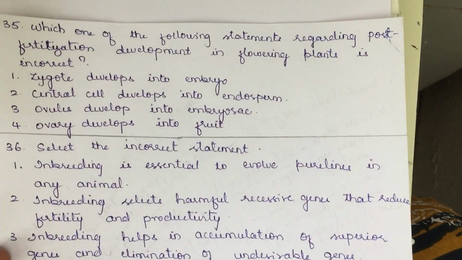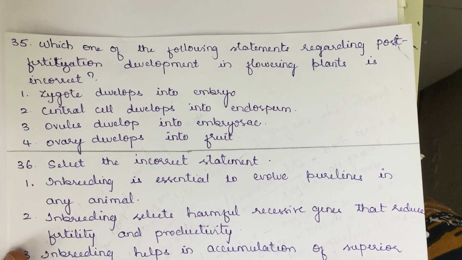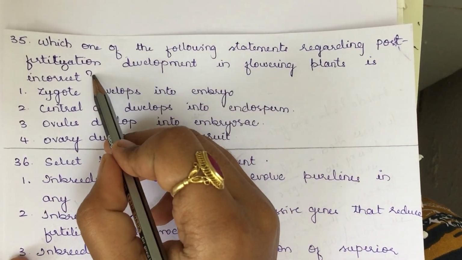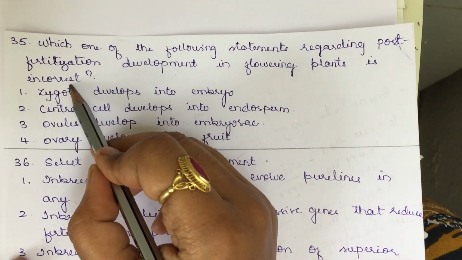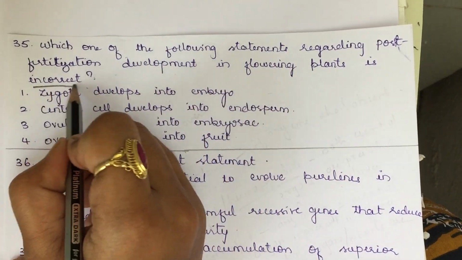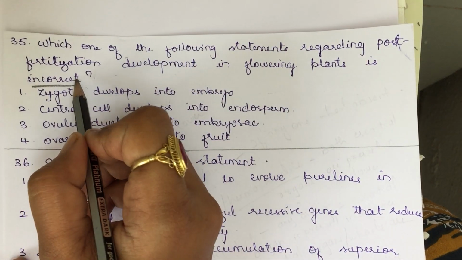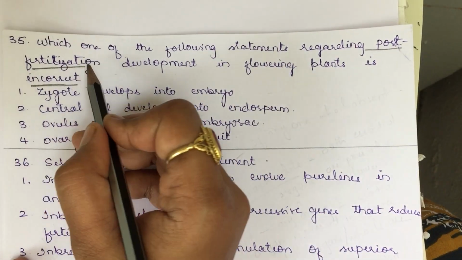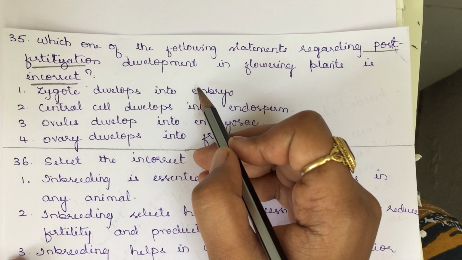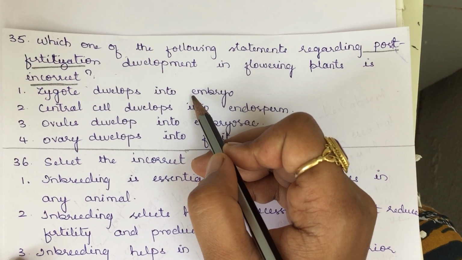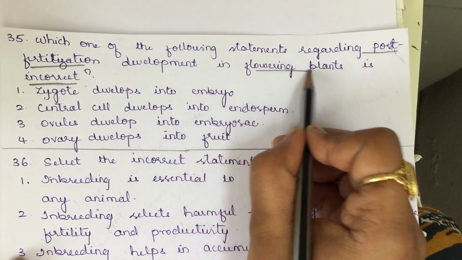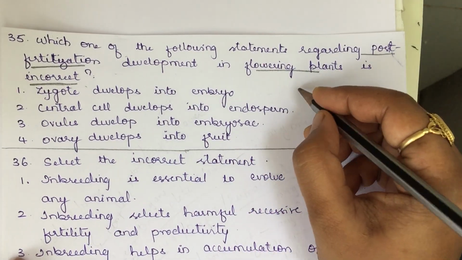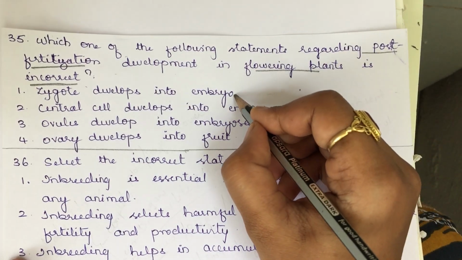Next question, question number 35. In this question, we are going to find which one of the following statements regarding post-fertilization development in flowering plants is incorrect. They have not asked the correct one. Which one is wrong? They are asking that. Regarding post-fertilization, we said zygote and embryogenesis in the first chapter. They are discussing flowering plants. In flowering plants, after fertilization, the zygote will develop into an embryo.